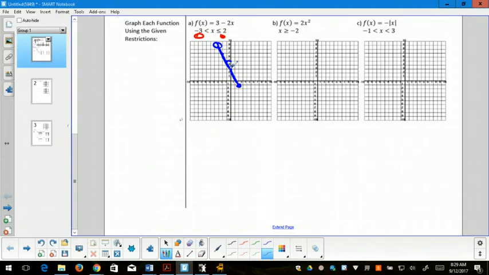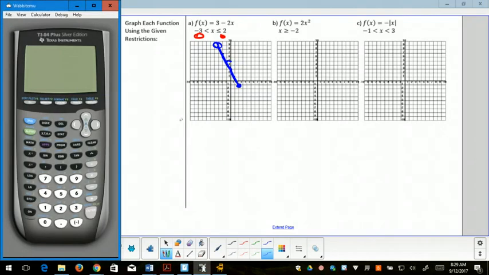Again, if you wanted, you could get your table from your calculator if you put the functions in. For mine, I put it in for y1. So I could go here and I could actually input the values: -3, -2, -1, 0, 1, 2. And those in column y1 would be my y answers, my heights.